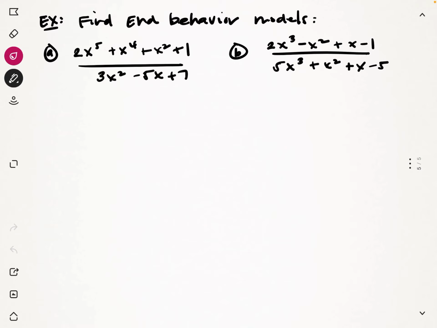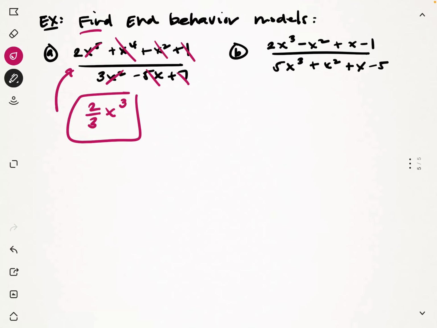Okay, find end behavior model. So the easiest way to do this, right, when we're asked to find them, is we're gonna knock off all the parts that are not leading terms, right? So on the top and bottom. So we get rid of all the lesser degree terms. So we're left with 2x to the fifth over 3x squared. So we have 2/3, x squared, and x to the fifth. We cancel 2 in the bottom with 2 in the top. So we're left with 3. So this would be our end behavior model for this function.